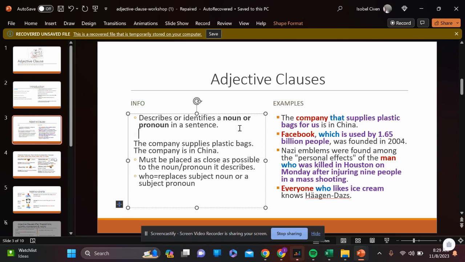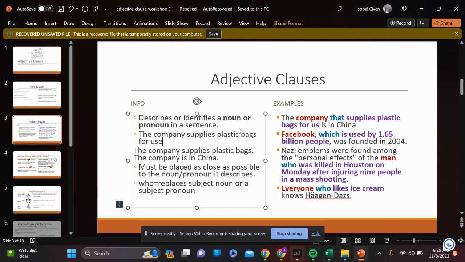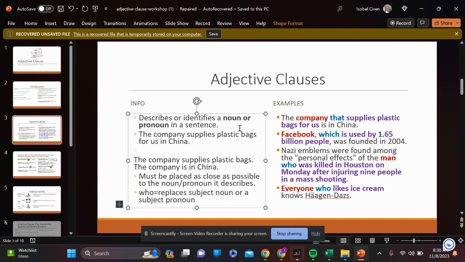Really, this is two sentences. The company supplies plastic bags for us in China. And then there's another sentence: the company is in China. Okay, so the company is in China.